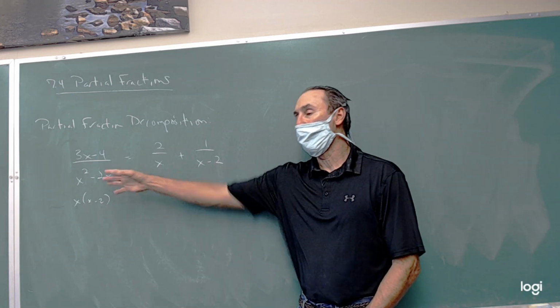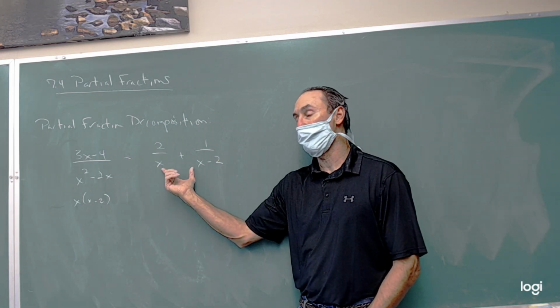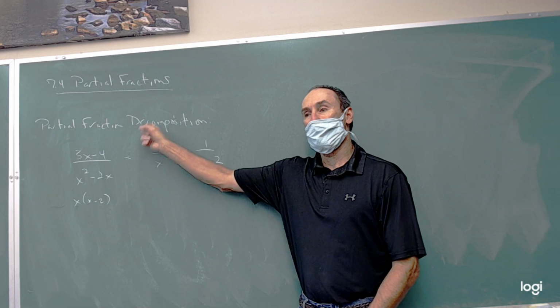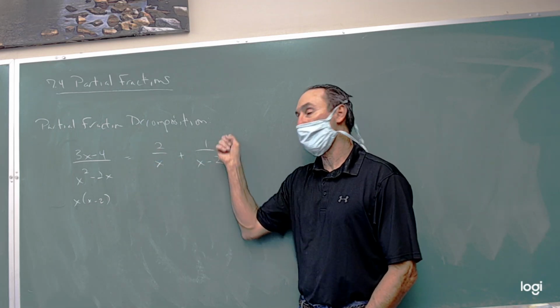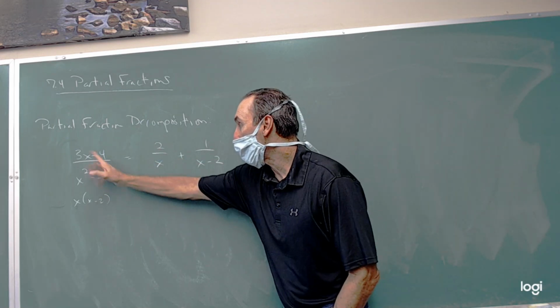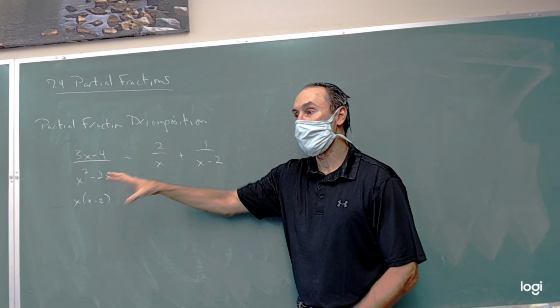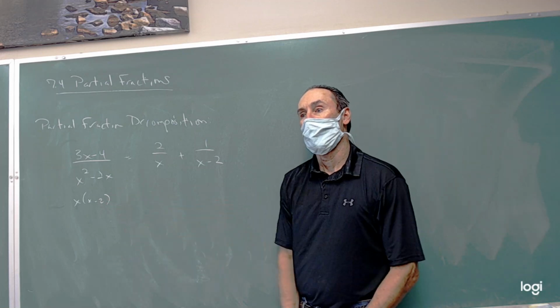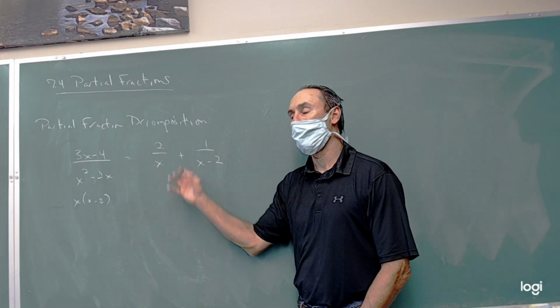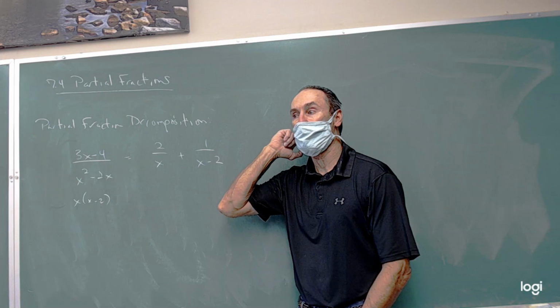Now we always go the other direction. We take two things, we want to add them together. You multiply top and bottom by x minus 2, multiply top and bottom by x. You get a common denominator and you end up with this. What we're doing is going the other direction. So we're going to take this and pull it apart. And so how to do this is known as partial fraction decomposition.